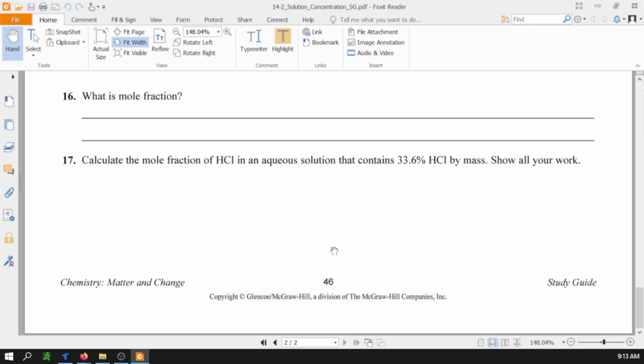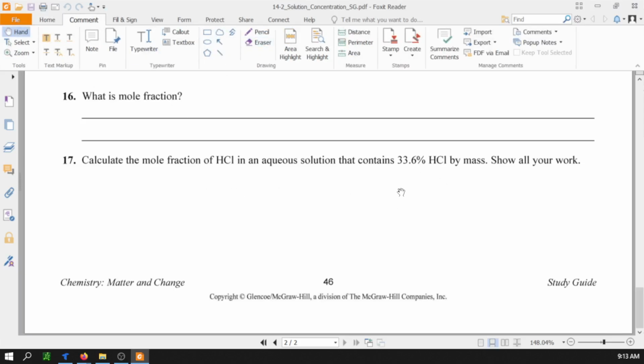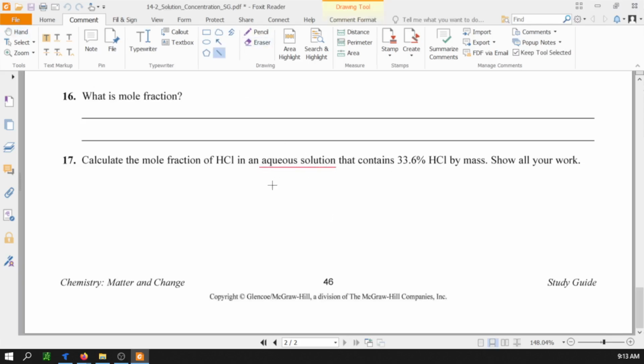I want to do 17 together. This is a mole fraction problem. It says calculate the mole fraction of hydrochloric acid in an aqueous solution that contains 33.6% hydrochloric acid by mass. Show all of your work. So if it's 33.6% hydrochloric acid by mass, our key word here is aqueous. That means that the rest is water.